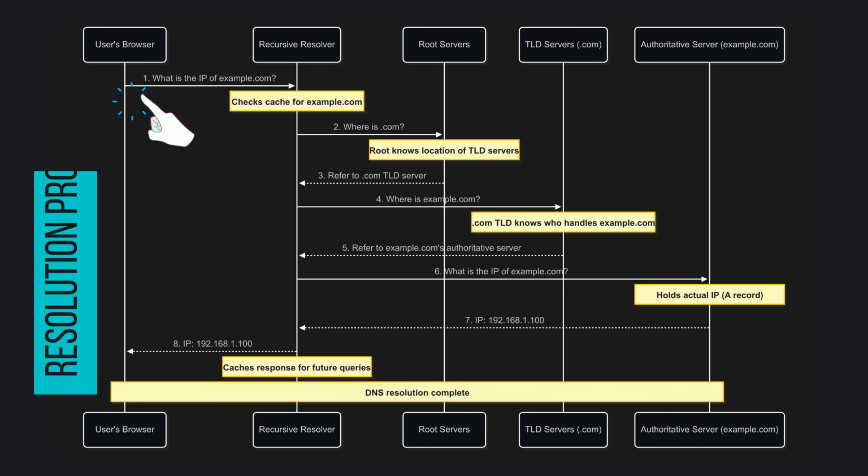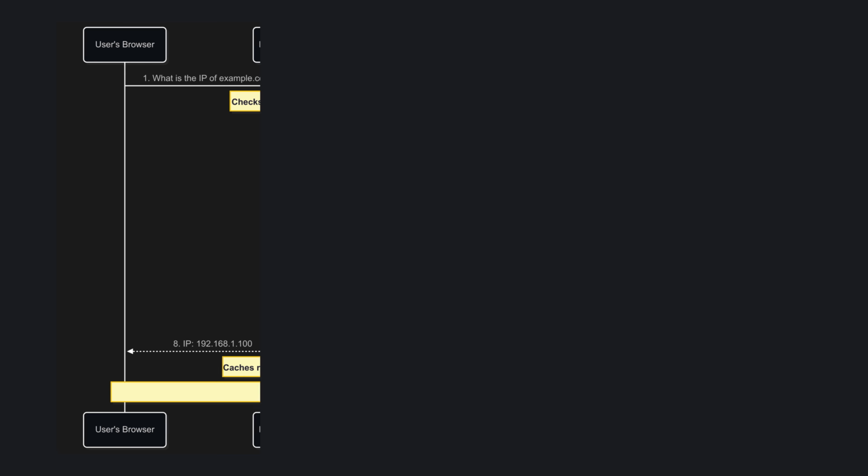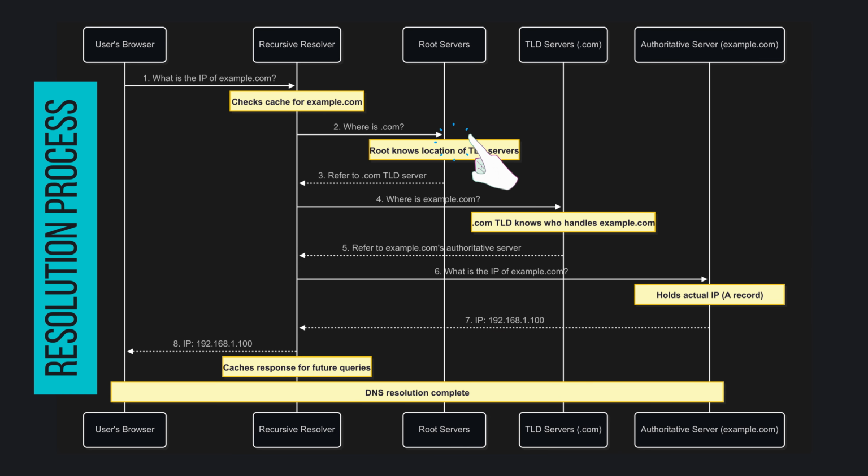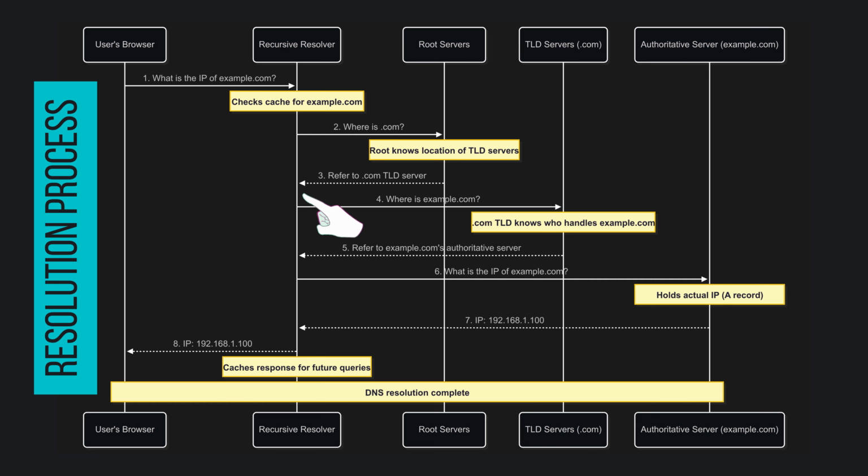Here's how it all works together. You type example.com into your browser, which sends a request to the recursive resolver asking, what's the IP address of example.com? The recursive resolver, like your internet assistant, first checks its local cache to see if it already knows the answer. If it doesn't, the resolver queries the root server asking, where can I find the server for the .com domain? The root server responds, I don't know the IP, but here's where the .com servers are.